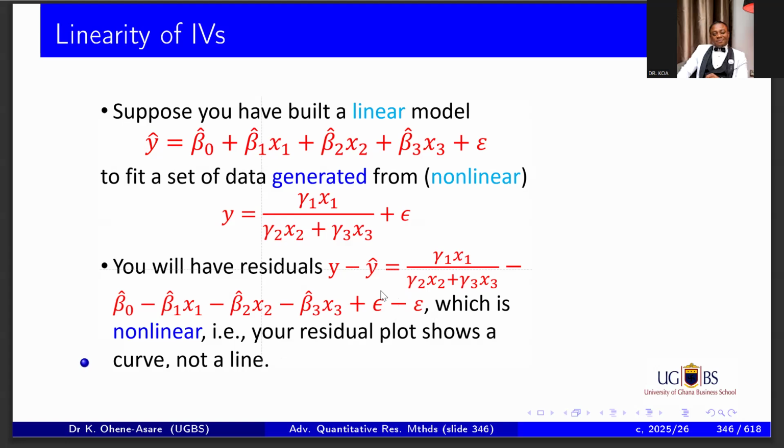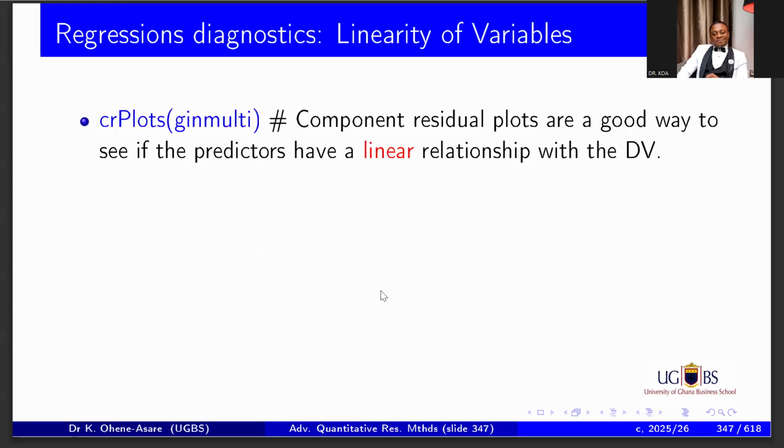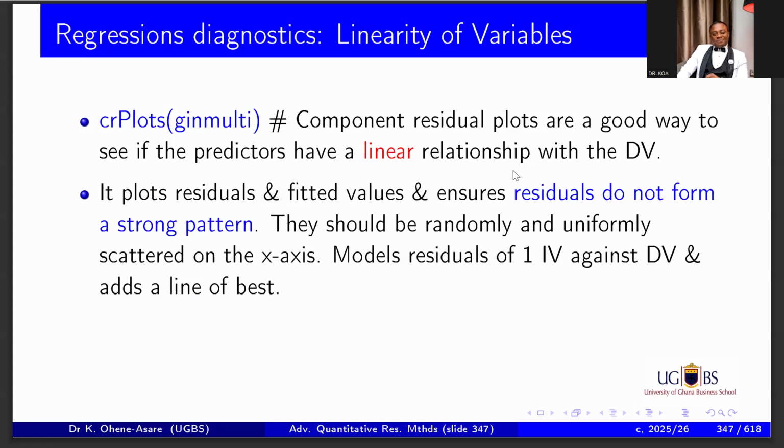Okay, so the residuals now become non-linear. How do you correct that? Well, first we need to check whether that's true. So you can use multiple things in R to check for that. You can use component residual plots. They are very good to check if the predictors have a linear link. In fact, I'll show you that soon. Okay, it will plot the residuals and the fitted values and will ensure that the residuals don't form a strong pattern. Once it forms a strong pattern, we have an issue of not just non-linearity, but also heteroscedasticity.